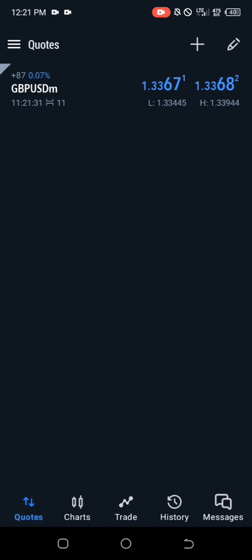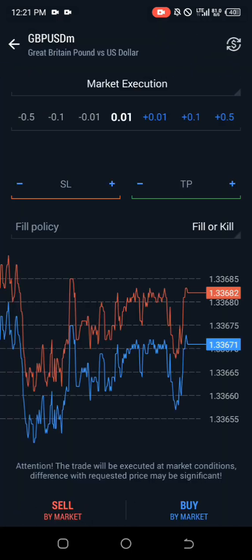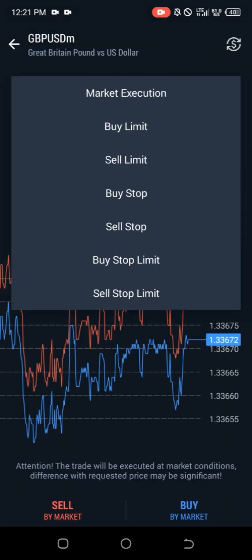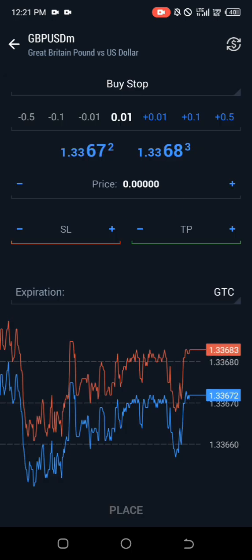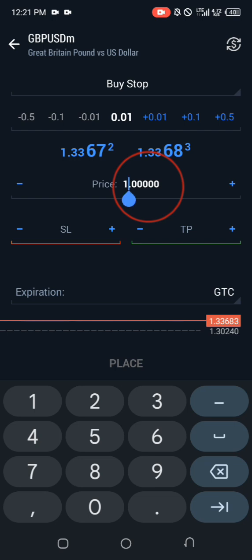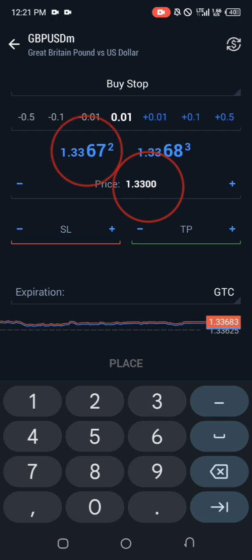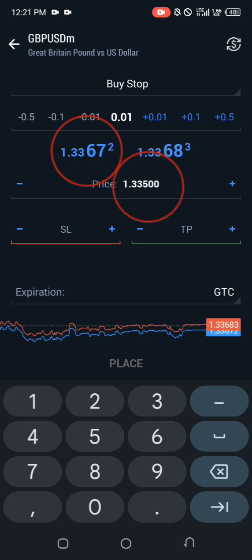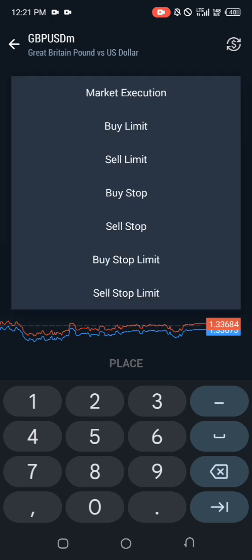So now let's go back to our other type of order. So this is buy stop. Let me show you more examples. Let's say we want to set another price, it should be higher. Even if you set a lower price than the current market price, you can see you cannot place the trade. You cannot place it because it is a buy stop order.